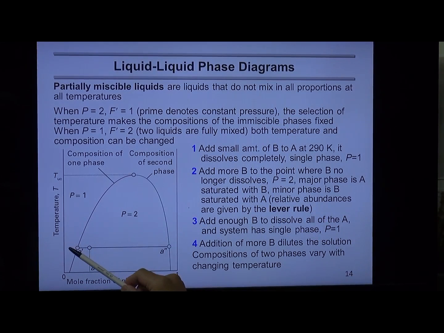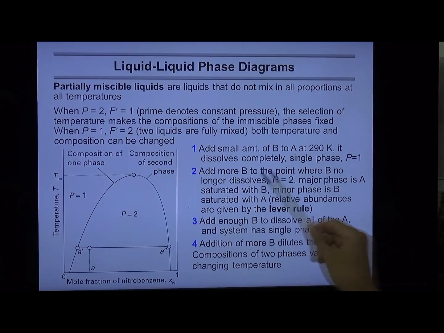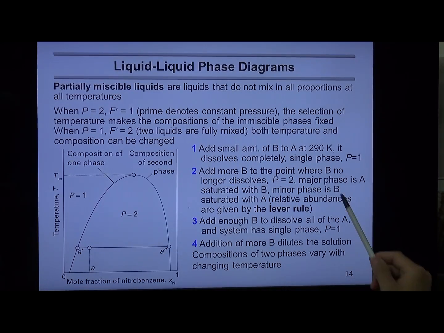So there is a single phase, right? P is equal to 1. There is a large amount of A and a small amount of B, so they can be mixed together. Okay? So we add more and more B. Above this point, B no longer dissolves, right? A is totally saturated with B, and then there is another phase, which is B saturated with A.